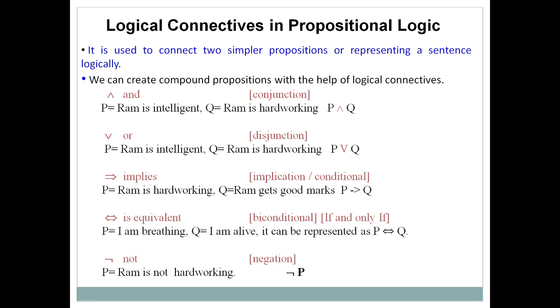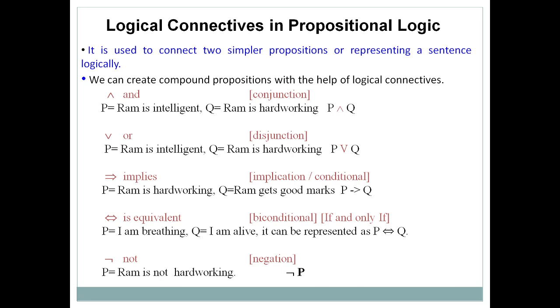Then we have the next connective, that is biconditional, which represents if and only if, and it is represented with an equivalence symbol. Let's take another example. Here P represents I am breathing and Q represents I am alive. So it supports if and only if. How do we represent it? I am breathing if and only if I am alive. A person can breathe when the person is alive. So in this case we have to follow the condition if and only if. I can breathe if and only if I am alive, and it is represented in propositional logic like that.